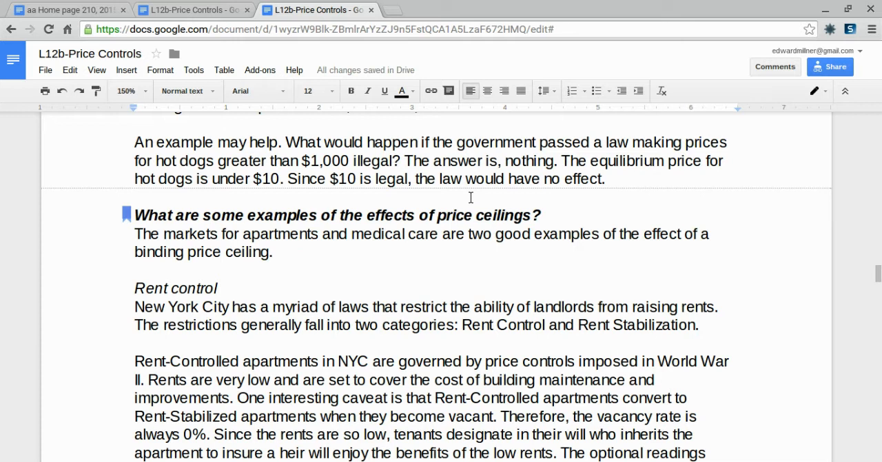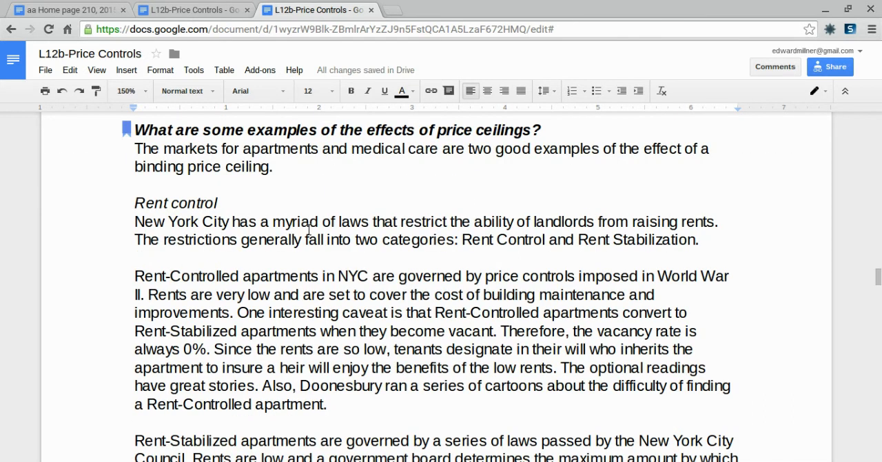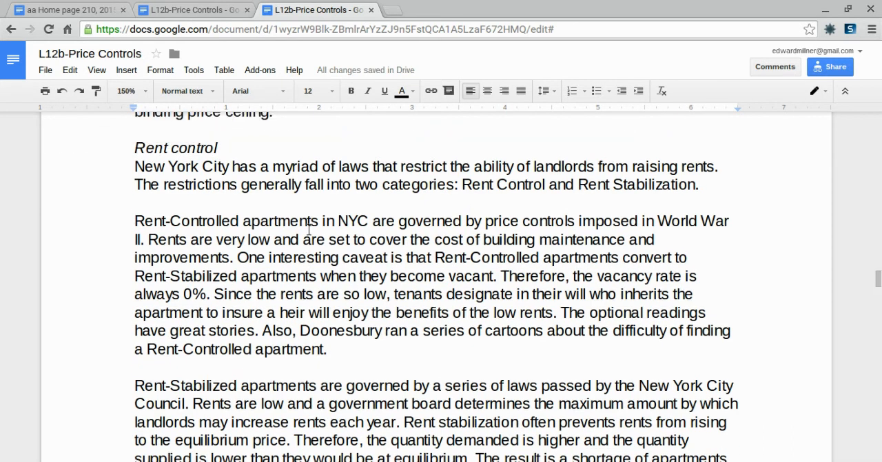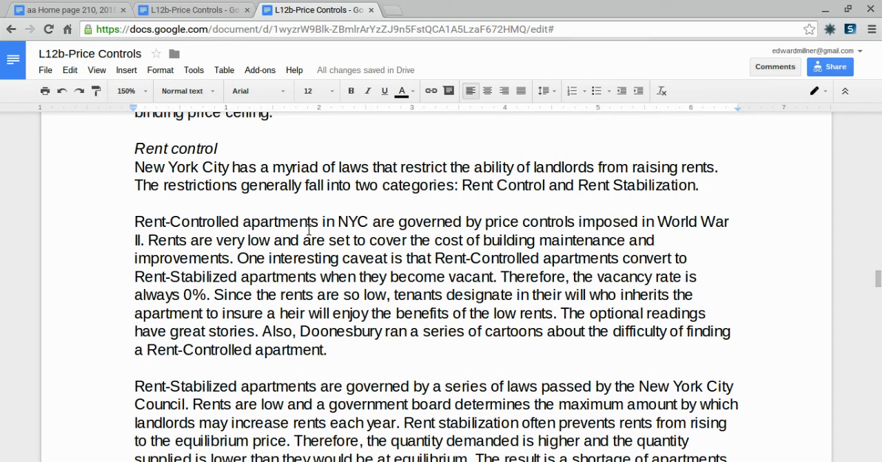Here are some examples of price ceilings: the market for apartments and medical care. Let's talk about apartments and rent controls. In particular, let's look at New York City. New York City has a myriad of laws that restrict the ability of landlords to raise rents. The restrictions generally fall into two categories: rent control and rent stabilization.